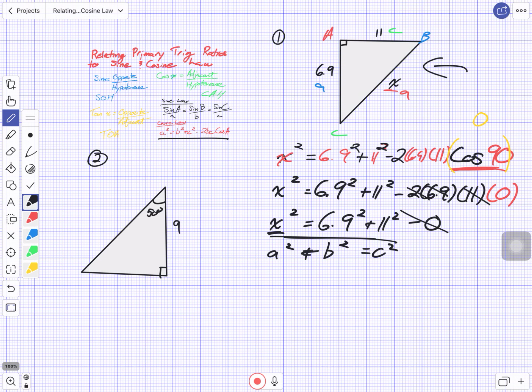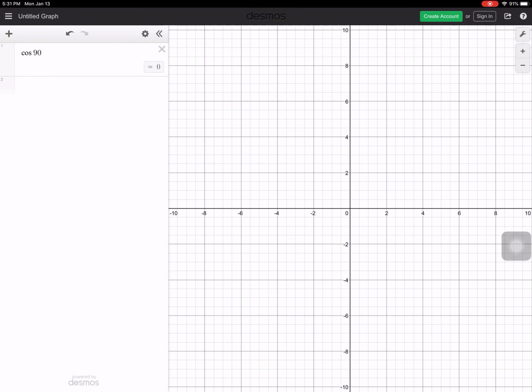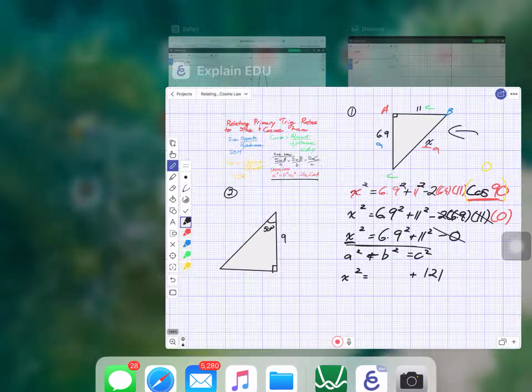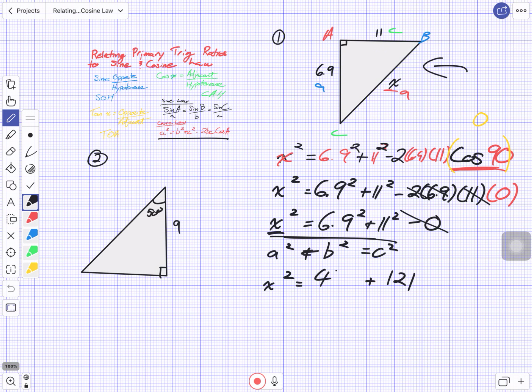You want to help me out with your calculator there, whatever 6.9 squared is? I'm not quite sure off the top of my head. Just a little under 49, I imagine. Squared, not square root. And I could do that in decimals, I suppose, too. Yeah, 47.6. Oh, it is 47.6. 6.9 squared, perfect. So we get 47.6 plus 121. Well, x squared is equal to 168.6.